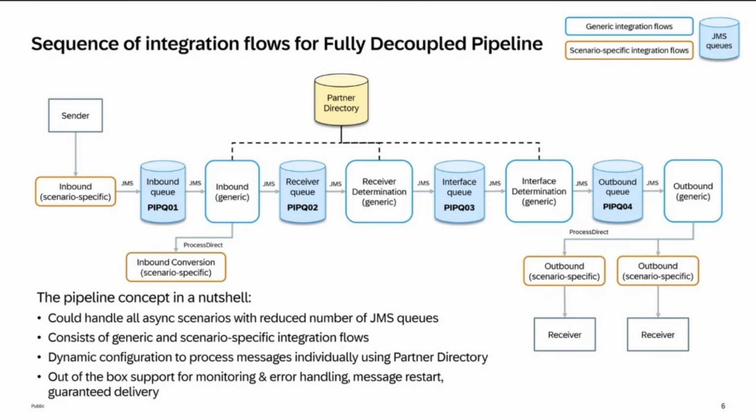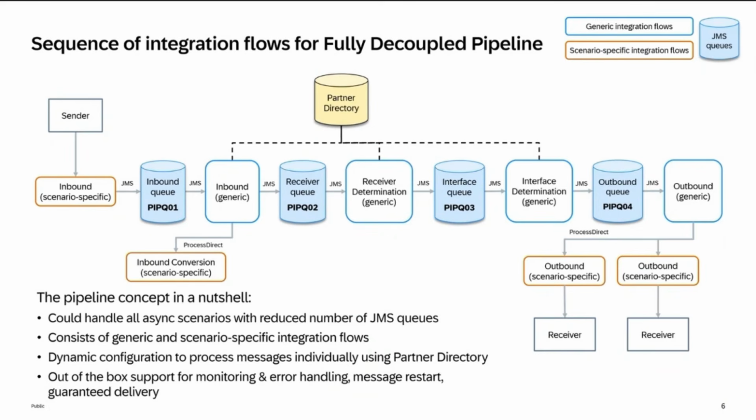That's the second queue. And then in the second generic flow, which does the receiver determination, the message would be read from the second queue. Then an XSLT would be read from the partner directory. So we run an XSLT mapping to determine the receivers. We have all our XPath conditions built into the XSLT. And then this XSLT would result in a list of receivers. We split up the list of receivers, and for each receiver, we would then write a message into the third queue, where we do the interface determination, right?